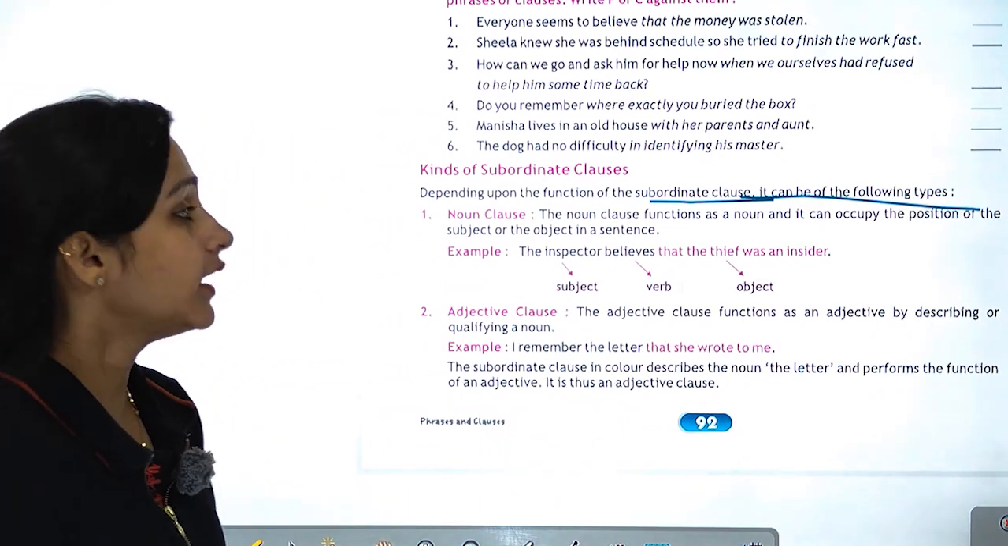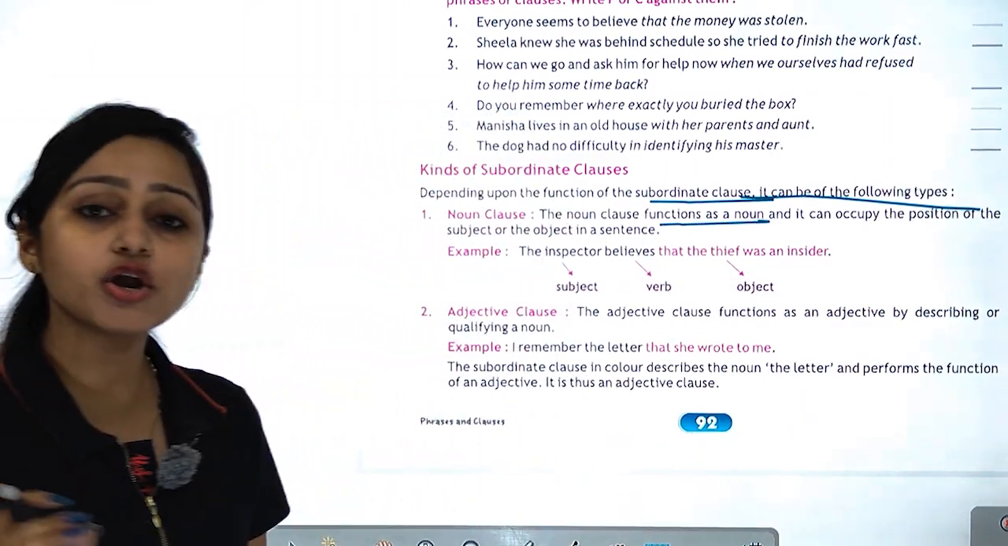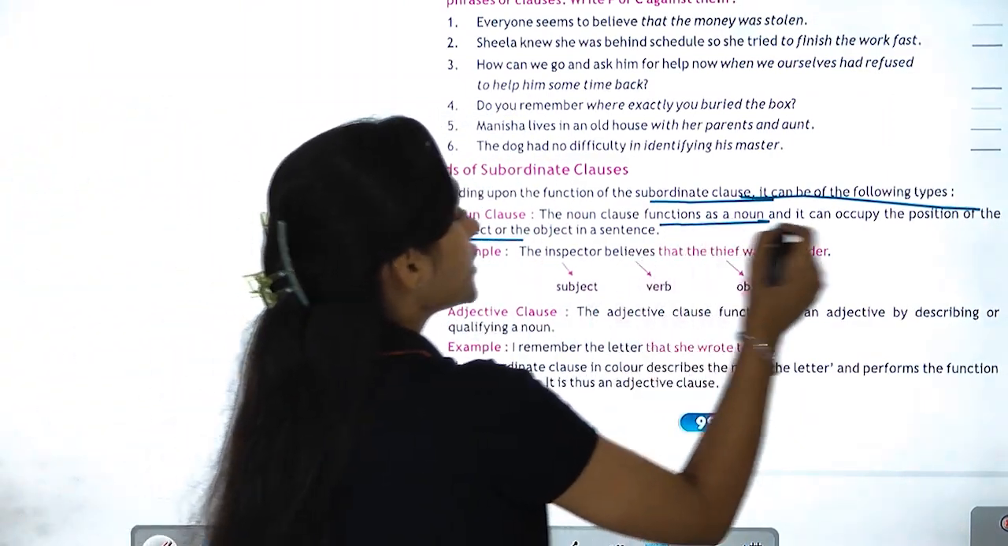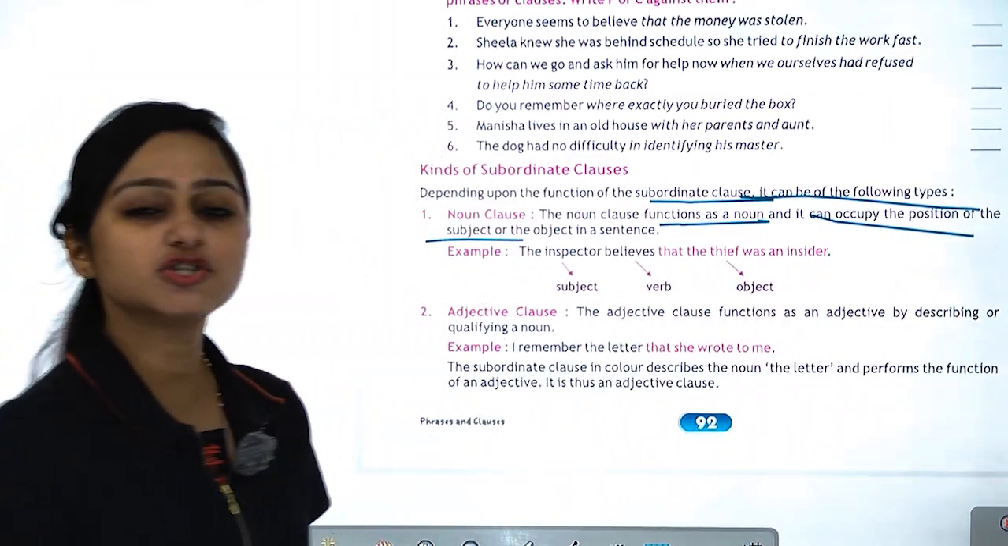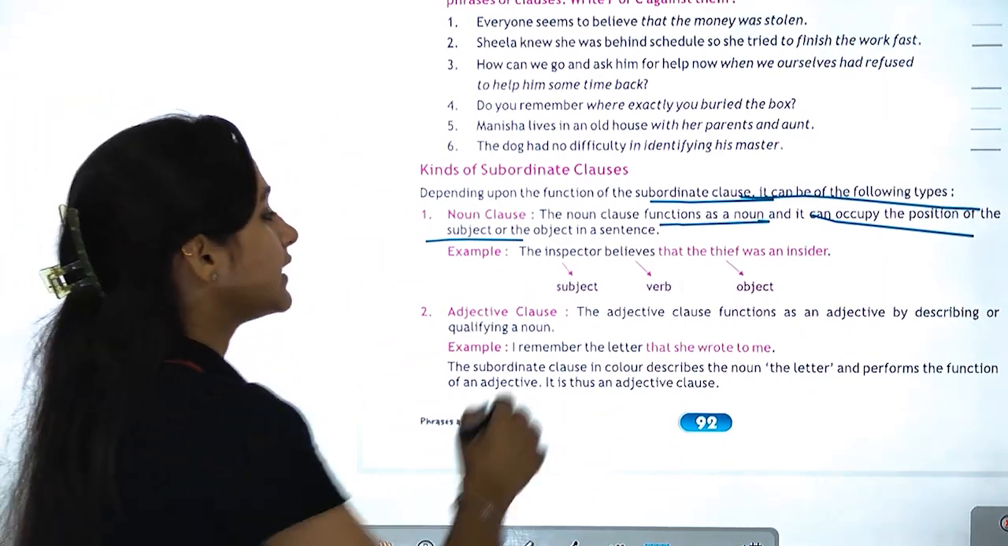Noun clause क्या होता है? Functions as a noun. ये noun की तरह function करता है and it can occupy the space of the subject. किसका space, किसकी position occupy करता है? Subject की और the object की in the sentence में.